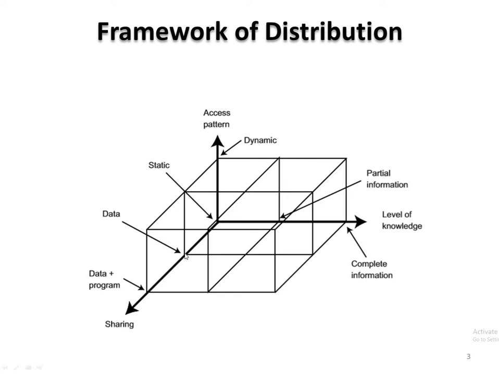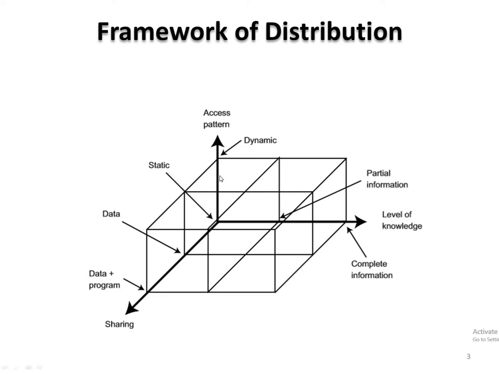Another is data sharing. Here all the programs are replicated at all the sites, but data files are not. So user requests are handled at the site where they originate, and the necessary data files are moved around the network. It means sharing of data takes place here. And the third one is data plus program sharing. Both data and programs may be shared, meaning that a program at a given site can request a service from another program at a second site, which in turn may access the data file located at a third site. It means both data and programs are shared.